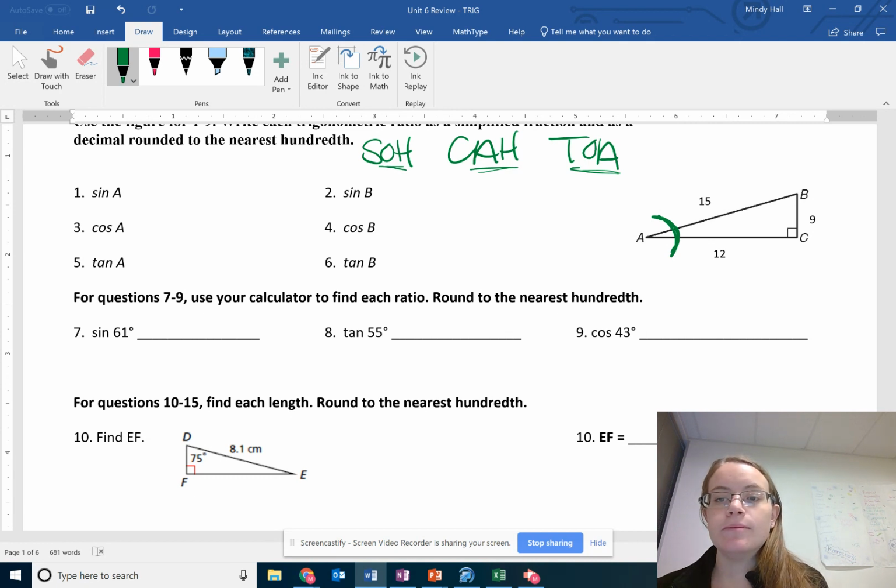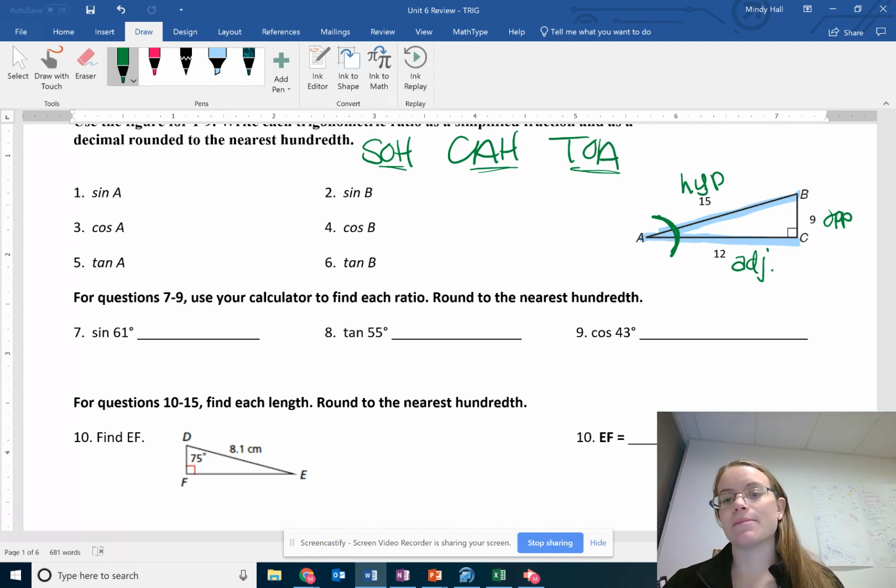From this angle, I know that 15 is my hypotenuse and that 12 is my adjacent. I know that that's my adjacent because it is part of what makes up that angle. And then 9 will be my opposite because it is not touched by the angle lines themselves. So for sine of A, that is opposite over hypotenuse. So our opposite is 9 over our hypotenuse 15.